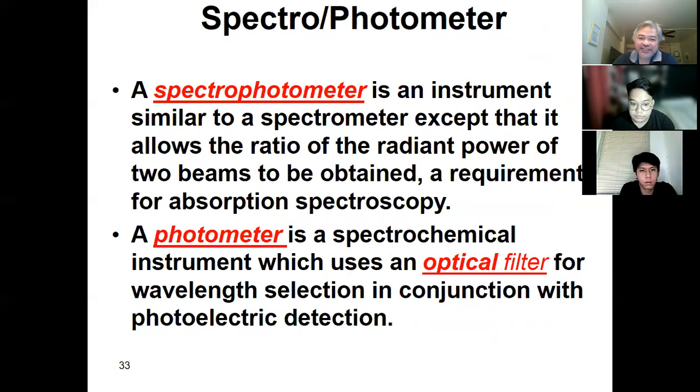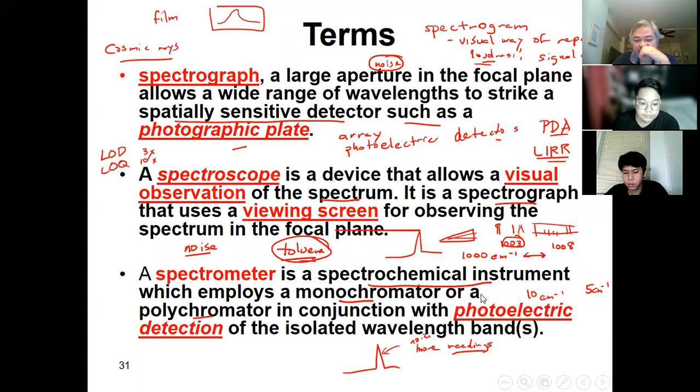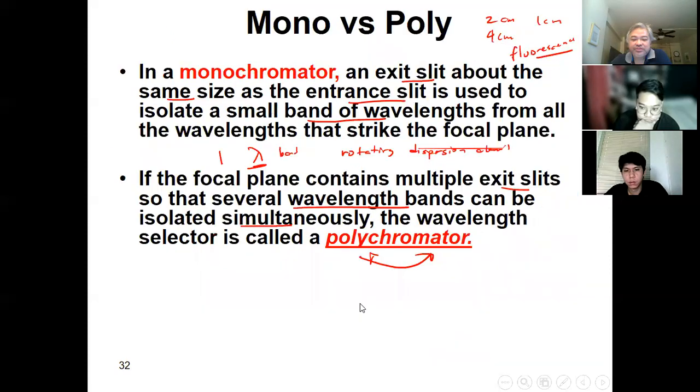Okay, and then ito pa, spectrometer versus spectrophotometer. Ano yung pagkakaiba nila? Tapos meron ka pang tinatawag na photometer. So, yung definition natin ng spectrometer is spectrochemical instrument which employs a monochromator or polychromator in conjunction with photoelectric detection of the isolated wavelength bands.